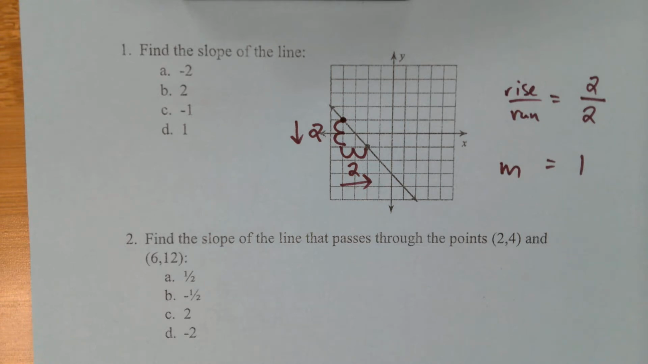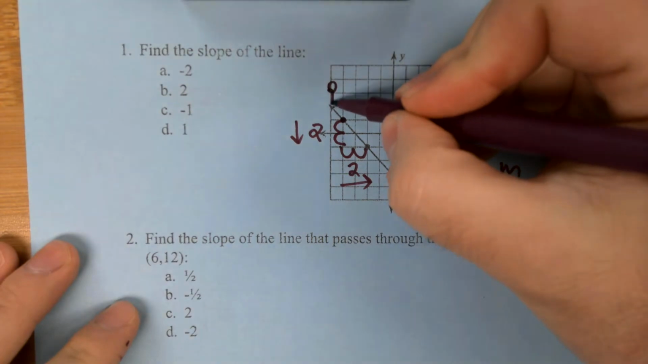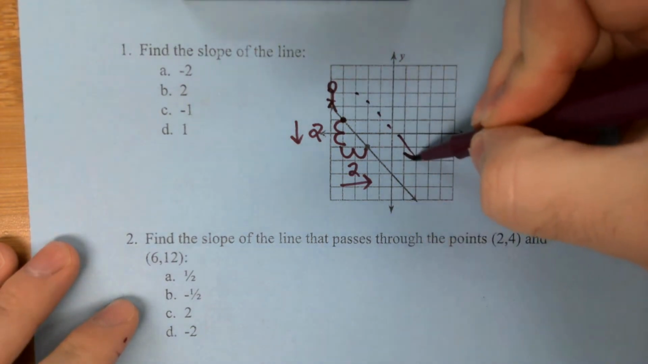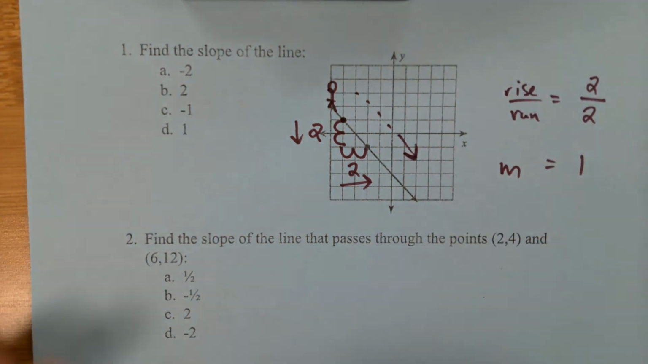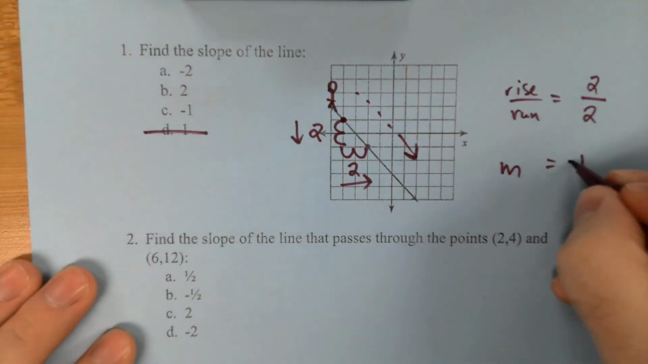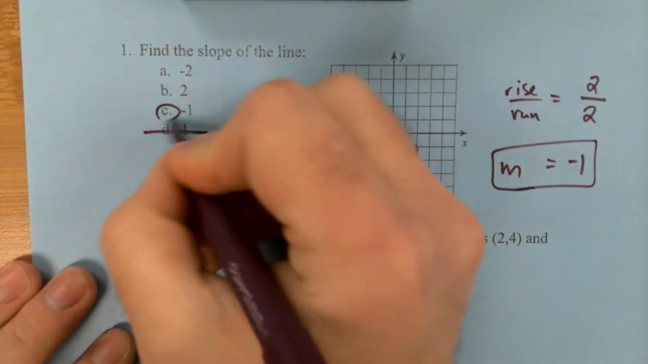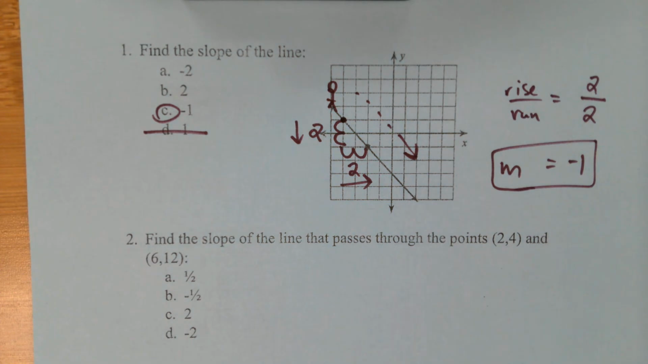Wrong. Why is it not positive 1? Because from left to right, our line is sloping downhill, right? So it's not going to be D. Our answer is going to be C, negative 1. And that positive 1 is thrown in there as a choice to specifically confuse you, right?